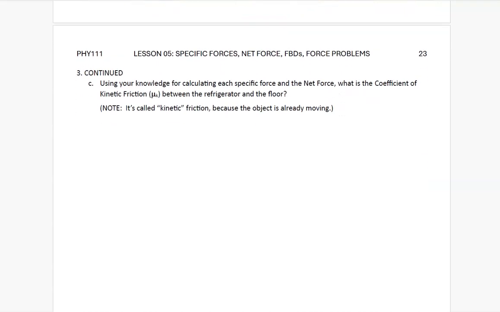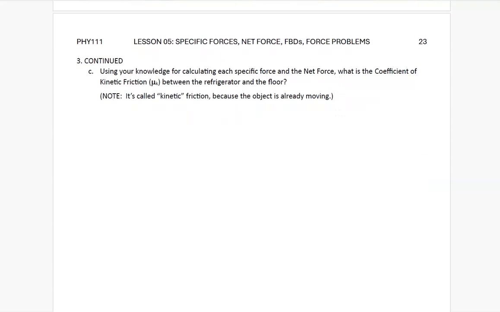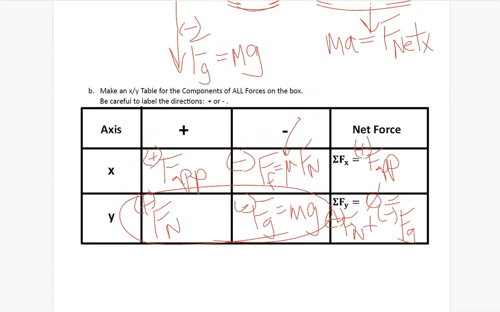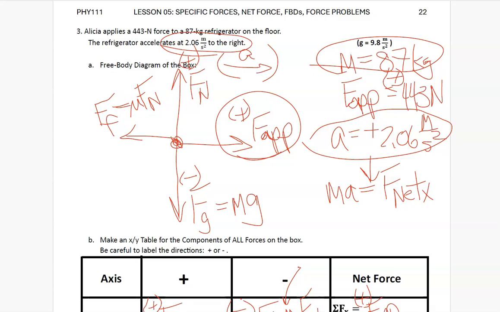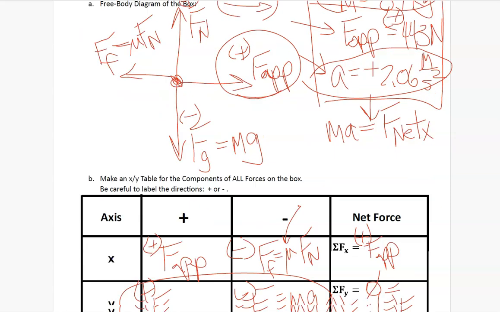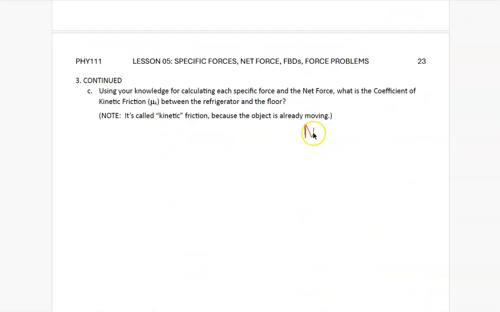So it says using your knowledge for calculating each specific force. All right, so which forces do we know? Well, if we scroll back to what we already wrote down here, we've got these four pieces of information: G, M, A, and an applied force. So from this, we can calculate several other pieces of information directly. All right. So we'll quickly write down what we already know.